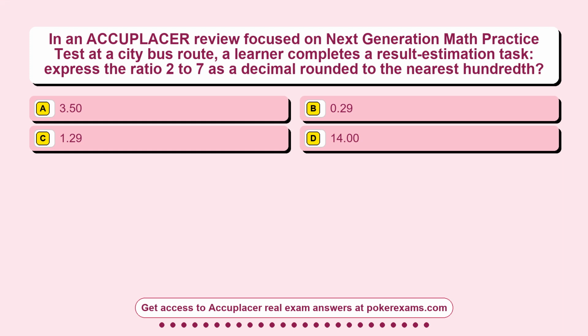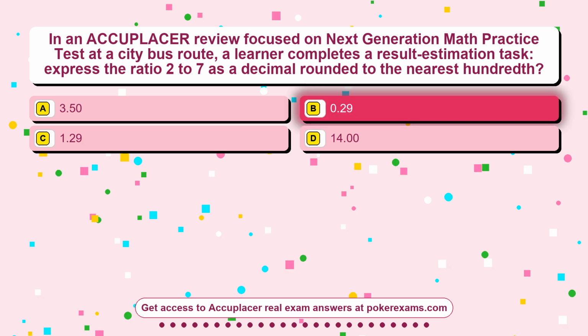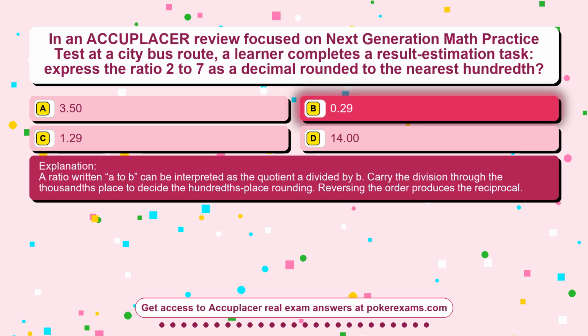Question 19. In an Accuplacer review focused on next-generation math practice test at a city bus route, a learner completes a result-estimation task. Express the ratio 2 to 7 as a decimal rounded to the nearest hundredth. Option A, 3.50. Option B, 0.29. Option C, 1.29. Option D, 14.00. The correct answer is option B, 0.29. A ratio written A to B can be interpreted as the quotient A divided by B. Carry the division through the thousandths place to decide the hundredths-place rounding. Reversing the order produces the reciprocal.